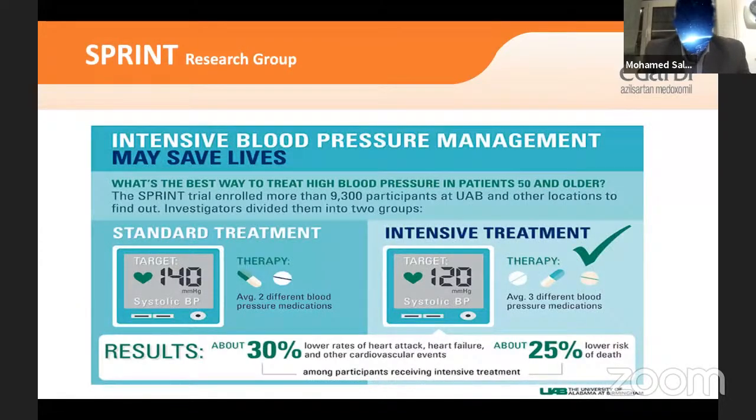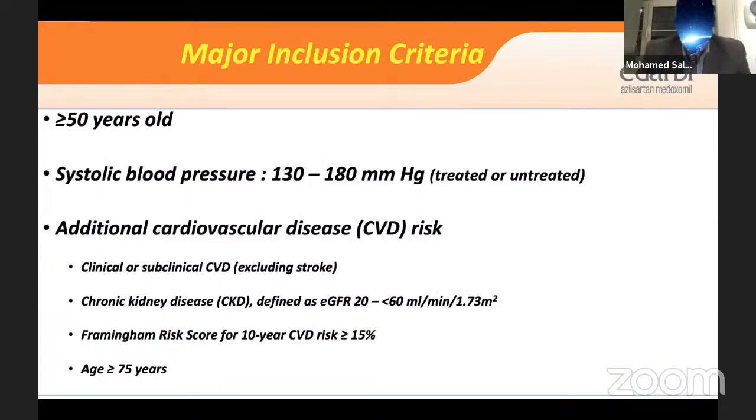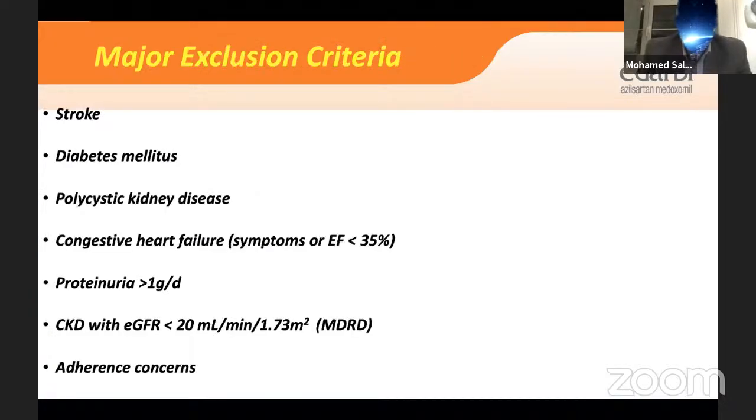Until recently, the SPRINT trial was finalized, comparing the strategy of standard treatment versus intensive treatment to the range of 120, and this showed a significant reduction in cardiovascular outcome and a significant reduction in mortality. Just a reminder, the inclusion criteria included people greater than 50 years with a systolic blood pressure of 130 to 180 with an additional cardiovascular risk. And it mainly excluded diabetics and people with previous stroke, congestive heart failure, and chronic kidney disease.